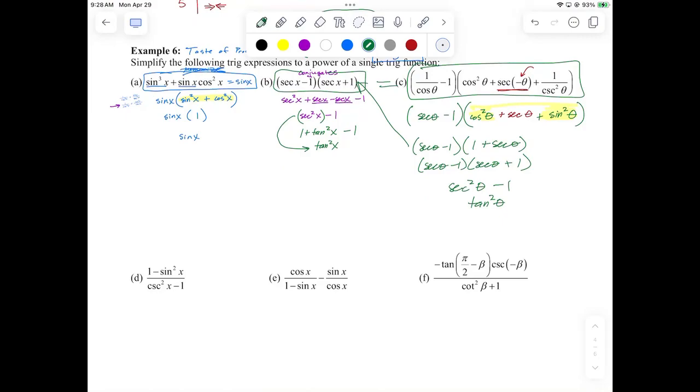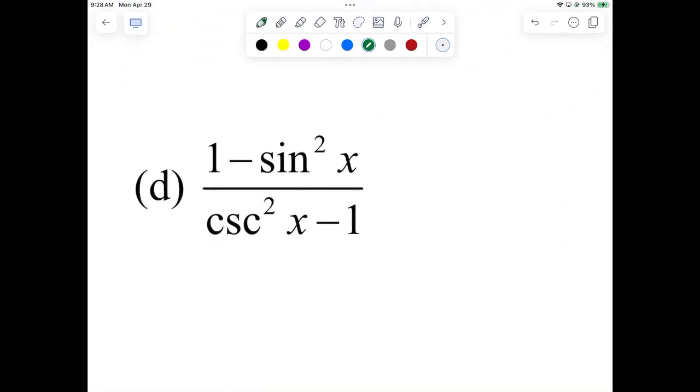All right, let's see if y'all can do one by yourself here. 1 minus sine squared over cosecant squared minus 1. Chip away at it. See what you could do here. I'll give you a minute or two. Maybe this is the last one we do today.